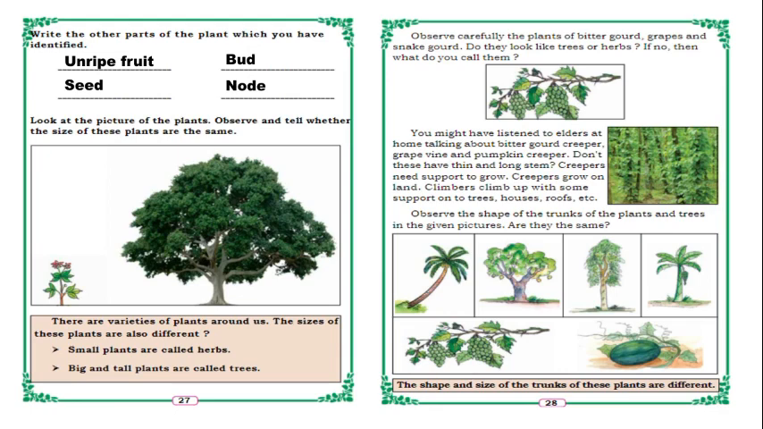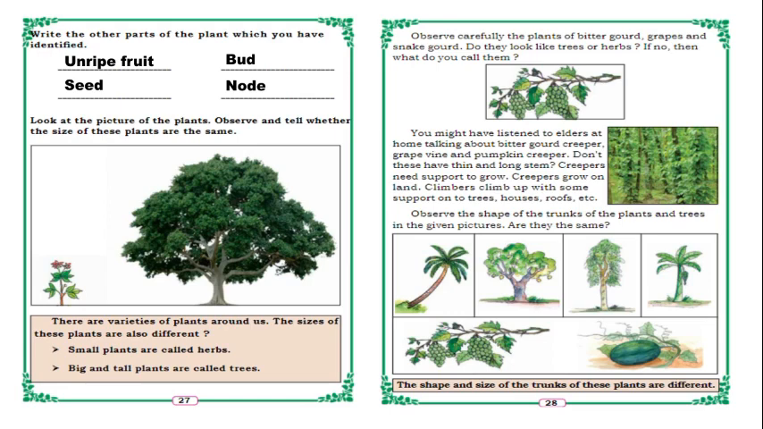Yes, no? Small plants are called herbs. We have already learned. Yes, no? Yes. Big and tall plants are called trees. What type of stem do they have, trees, children? Strong and woody stem. Yes, no? Yes. In the next page, observe carefully the plants of bitter gourd, grapes, snake gourd. Do they look like trees or herbs? If no, then what do you call them?